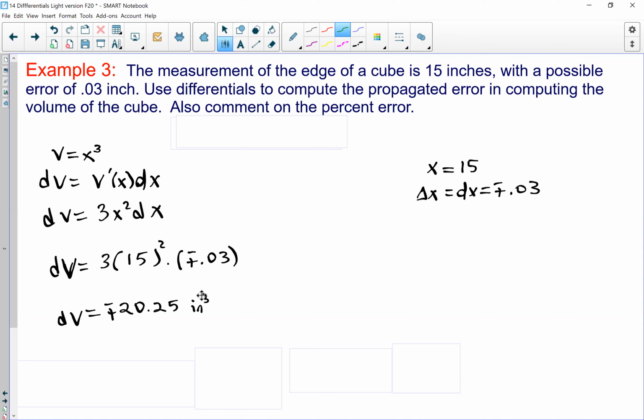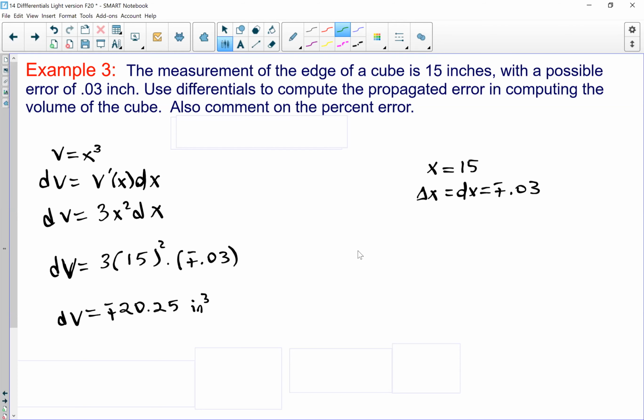And so volume has units of cubic units, so change in volume has the same units, cubic inches. So plus or minus roughly 20.25 cubic inches. So basically, again, the change in volume technically is delta V. But dV is a quantity using derivatives. It estimates the change in volume, and we find that the change in volume is approximately plus or minus 20.25 cubic inches.